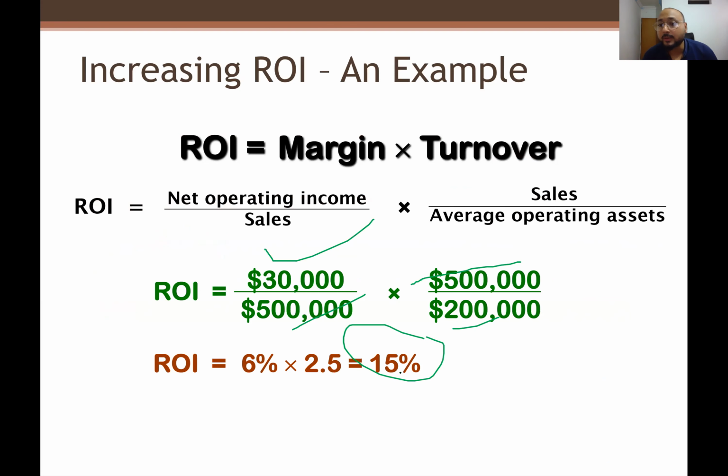The one-step formula is just giving you 15%, but the two-step formula is giving you 6% multiplied by 2.5. What does it mean? It means from the sales of 500,000, you are getting 6% net operating income. So whatever you sell, 6% is your net operating income, right?